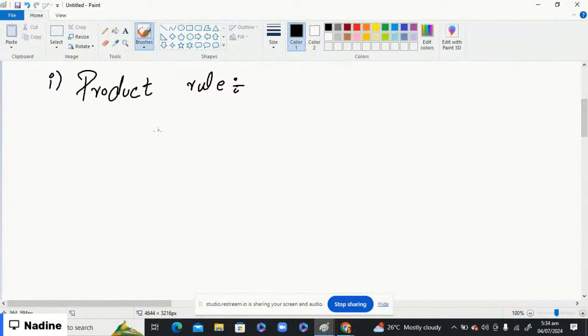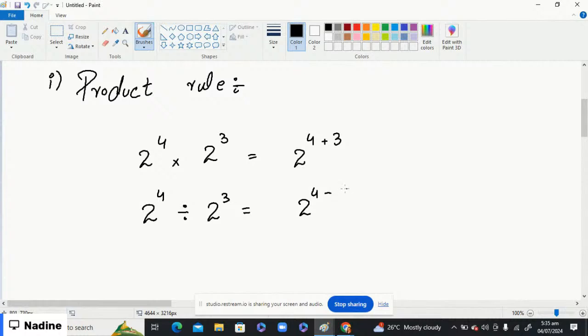What does it mean? For example, here is 2 power 4 and here is 2 power 3. These two bases are the same but only the exponents are different. So you write only one base and add their powers. This is the product rule of exponents. Now if it is in the form of division, like 2 power 4 divided by 2 power 3, it means 2 power 4 minus 3. If it's multiplication you add their powers, if it's division you subtract their powers.